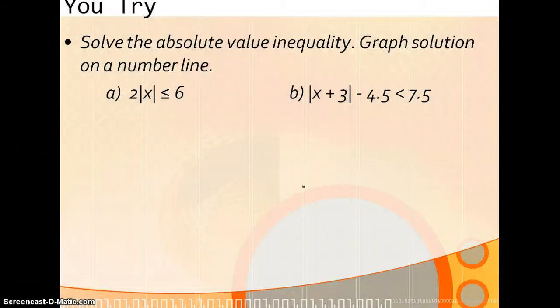So here are your Try's. A is 2 times the absolute value of x is less than or equal to 6. And then B is the absolute value of x plus 3, minus 4.5, is less than 7.5. Okay, so make sure that you're writing everything out and taking notes and then making sure to write down any questions that you have. And this is the first of 3 videos.